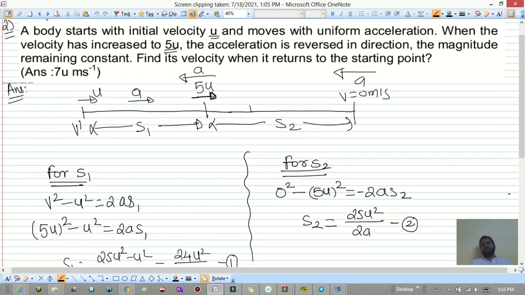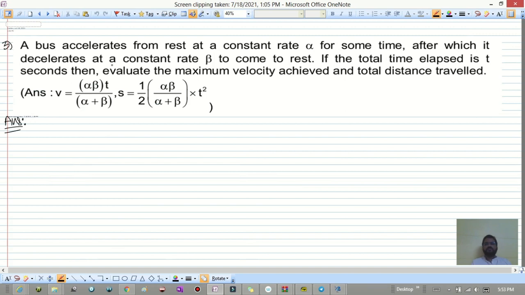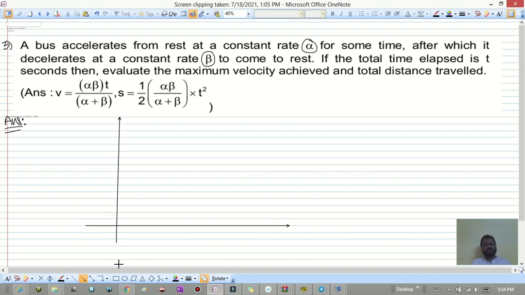Now the next question, the third question. A bus accelerates from rest at a constant rate alpha for some time, after which it decelerates at a constant rate beta to come to rest. If the total time elapsed is t seconds, then evaluate the maximum velocity achieved and the total distance traveled. So we'll solve this by the graphical approach. It is very simple if you do it by the graphical approach.